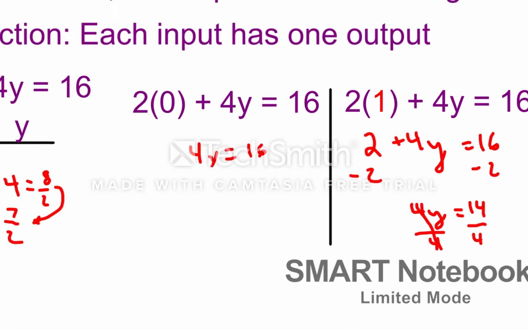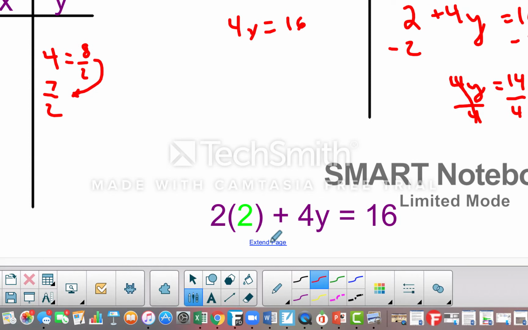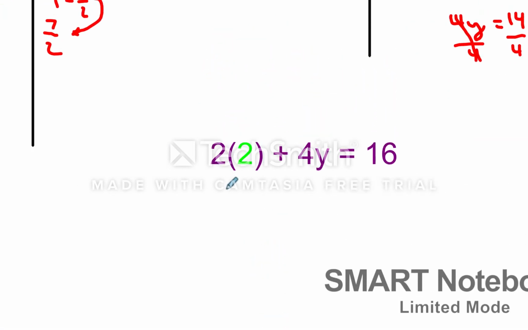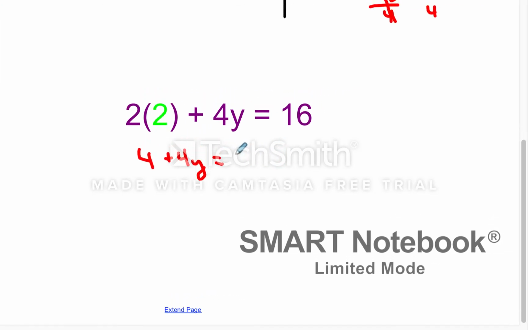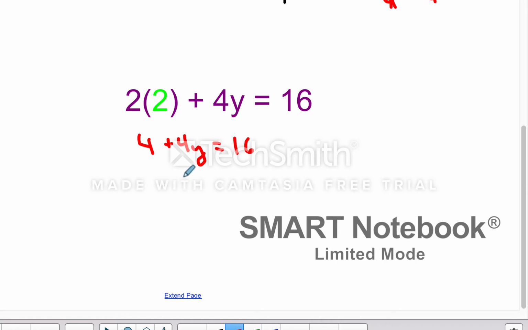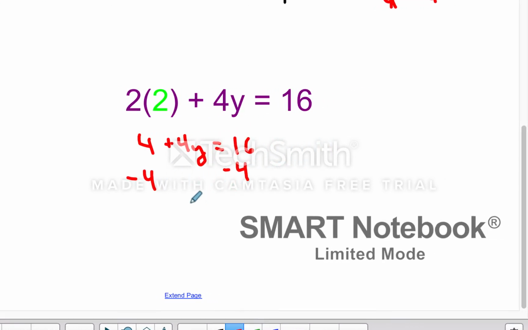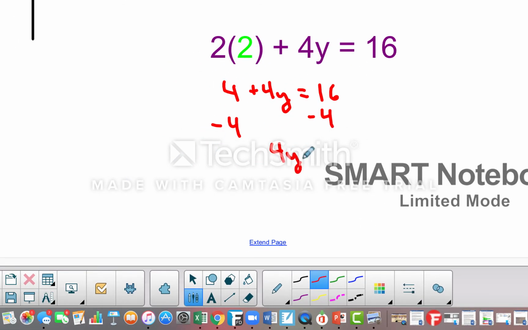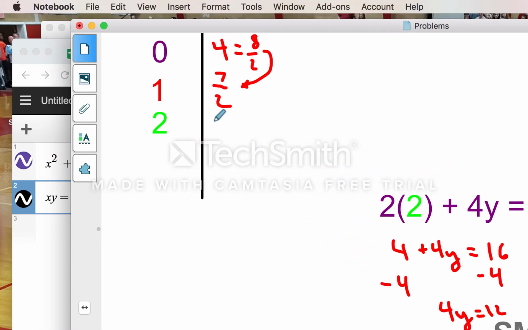So let's see. If I plug in 2, and I did the green here, you can see the green for the 2. So 2 times 2 is 4. And then we would multiply 4 by y and set it equal to 16. So if I subtract 4 on both ends, I'm going to be left with a statement which says 4y is the same as 12, and therefore y is 3. And we also know that 3 is 6 halves.